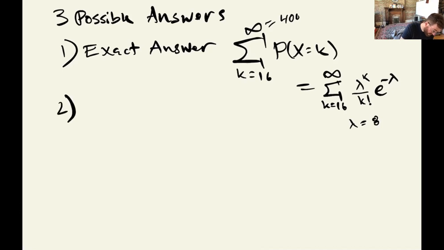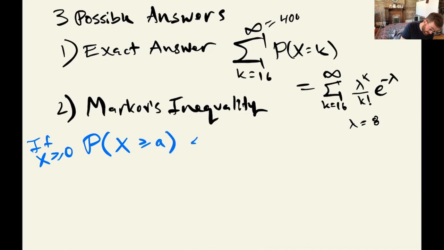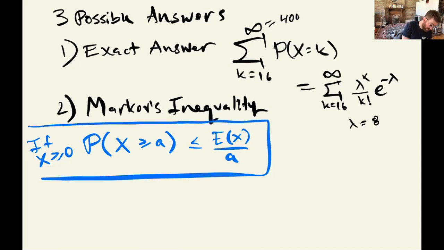So one inequality we introduced was Markov's inequality, which said something like, for a non-negative random variable, a random variable that's always greater than or equal to zero, the probability that X is greater than or equal to some value A is bounded from above by the expectation of X divided by A. So this is Markov's inequality.